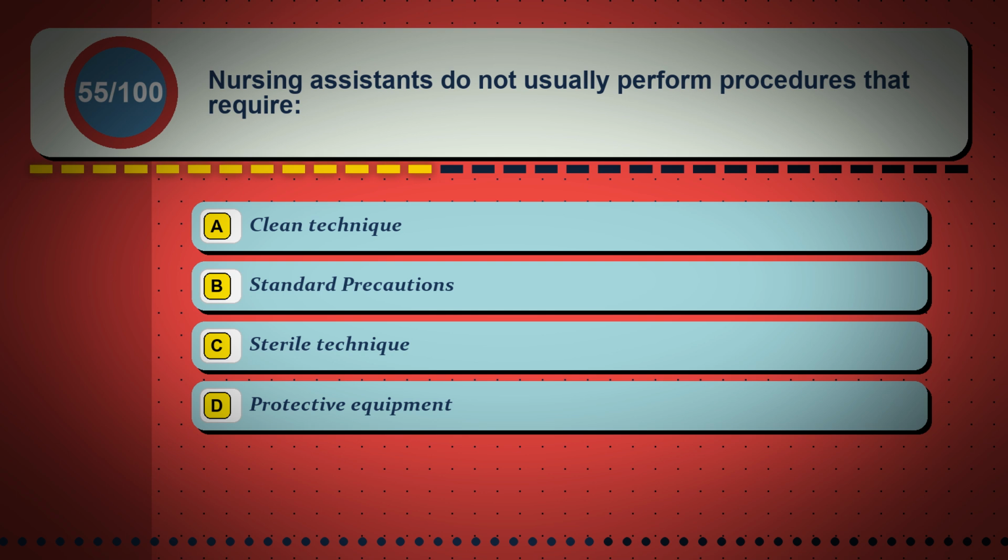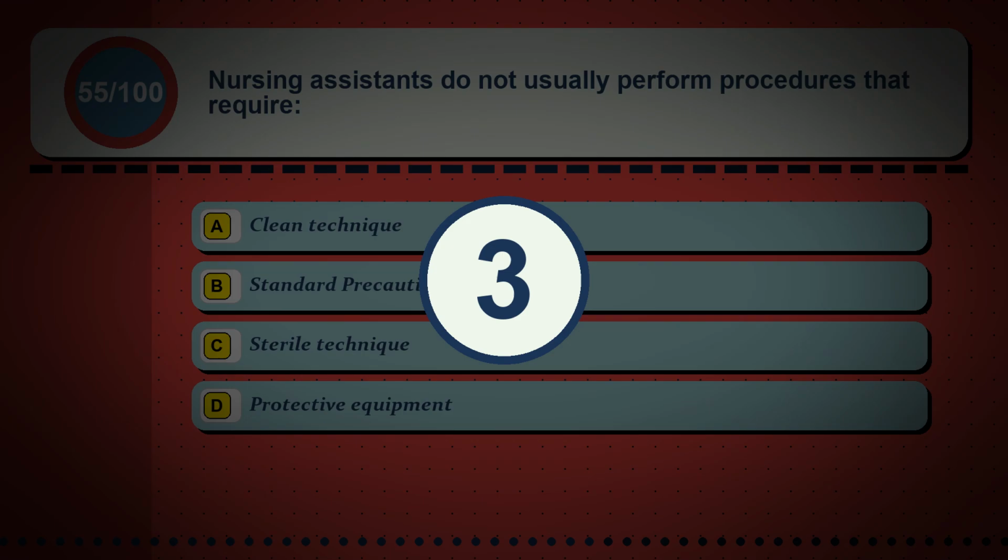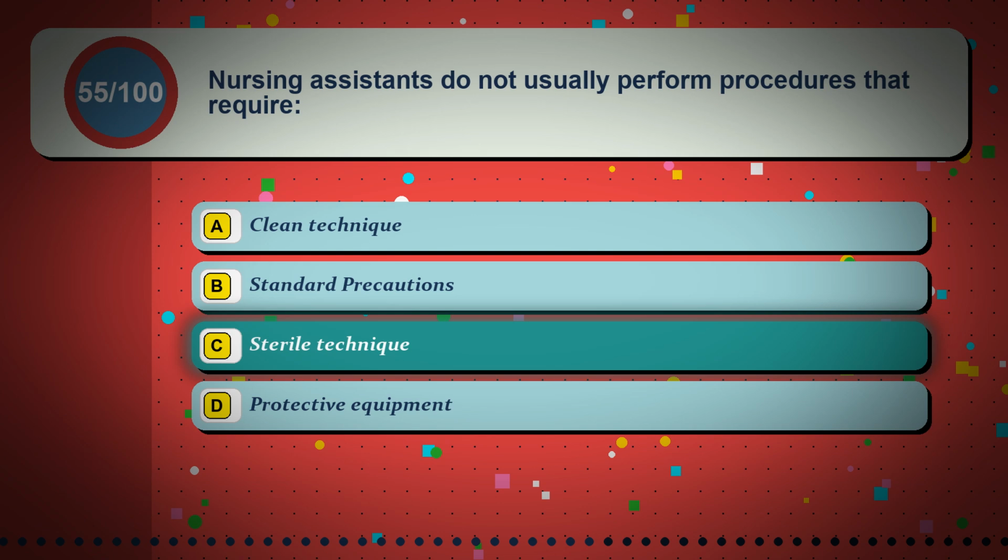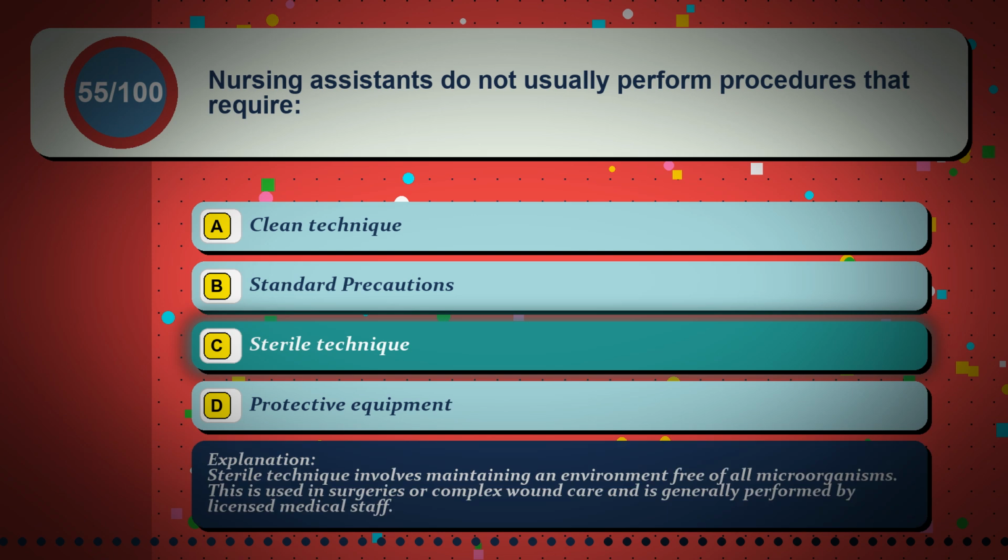Option B, standard precautions. Option C, sterile technique. Option D, protective equipment. The correct answer is option C, sterile technique. Sterile technique involves maintaining an environment free of all microorganisms. This is used in surgeries or complex wound care and is generally performed by licensed medical staff.